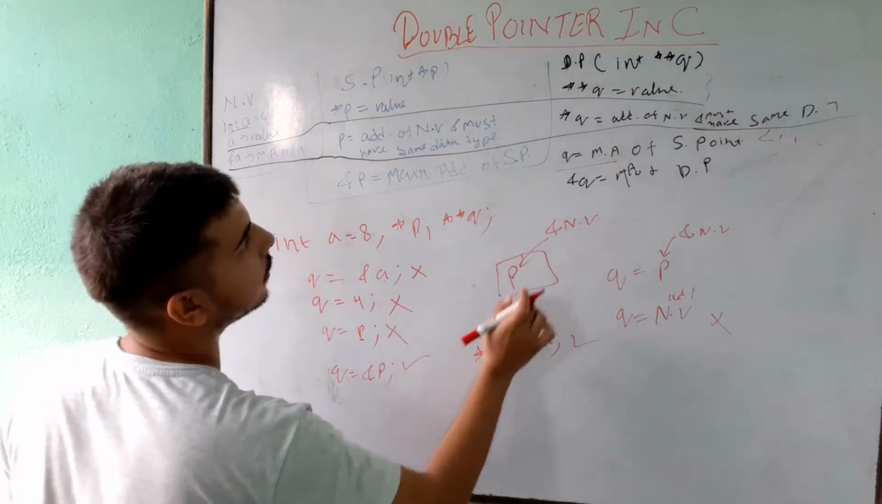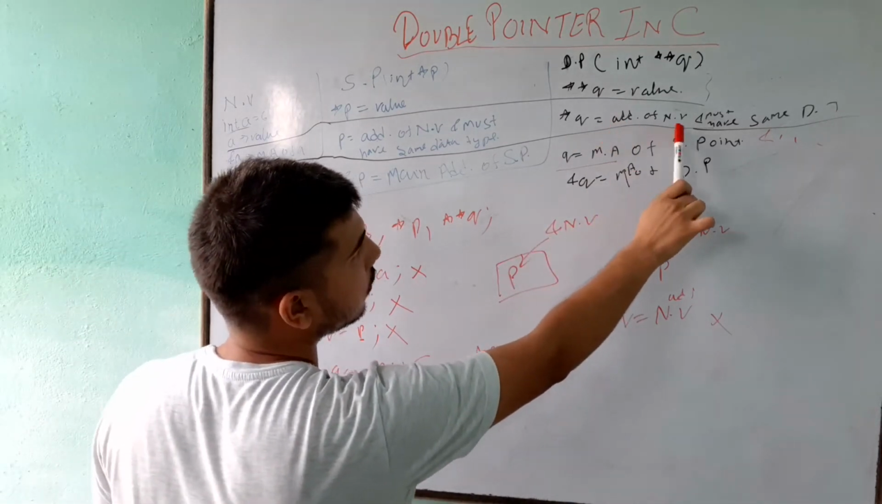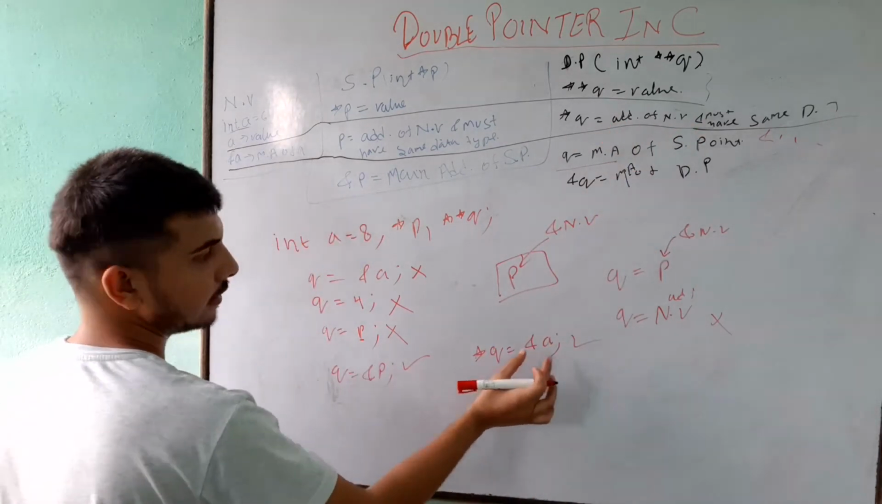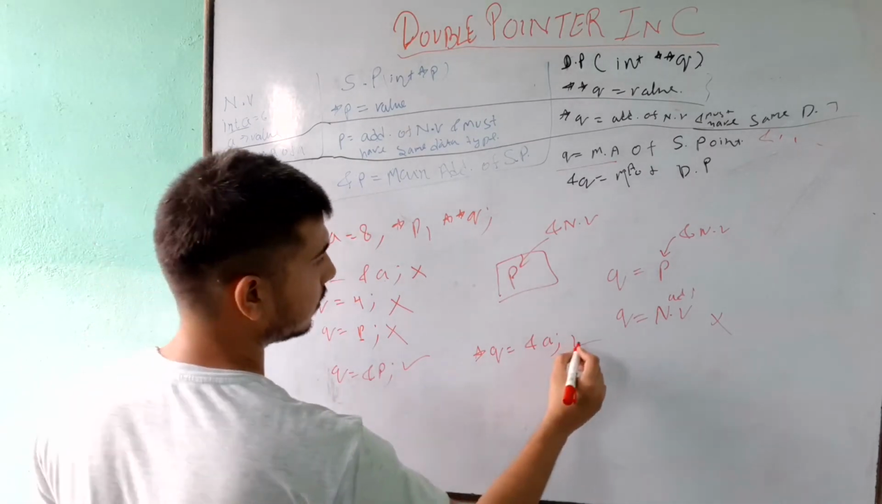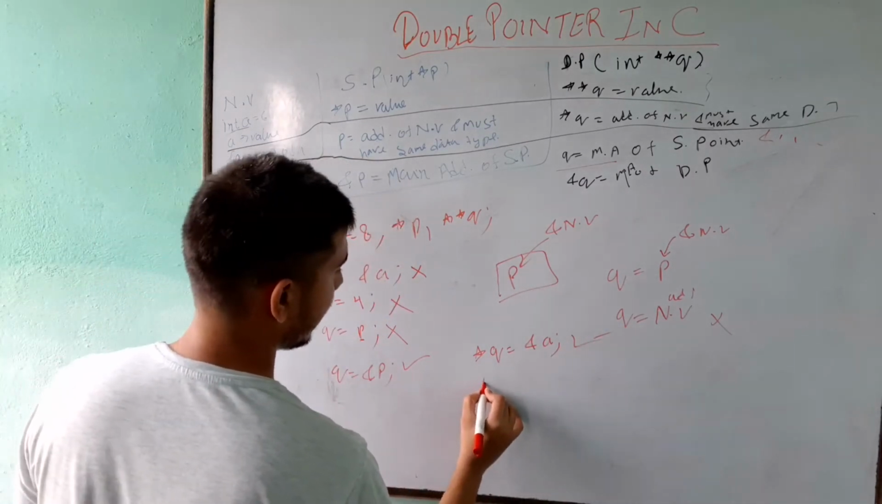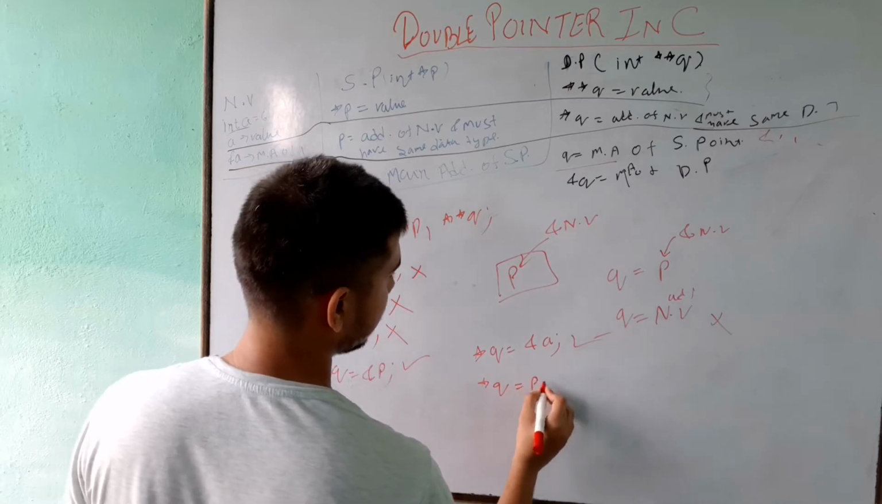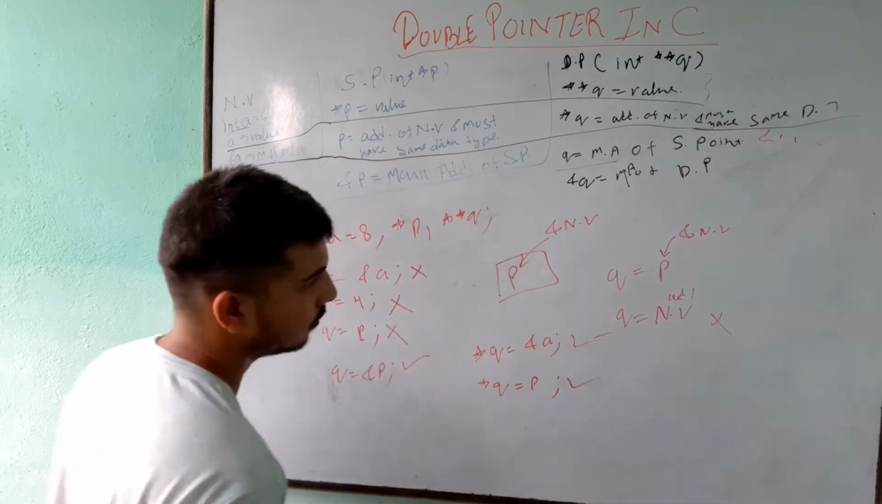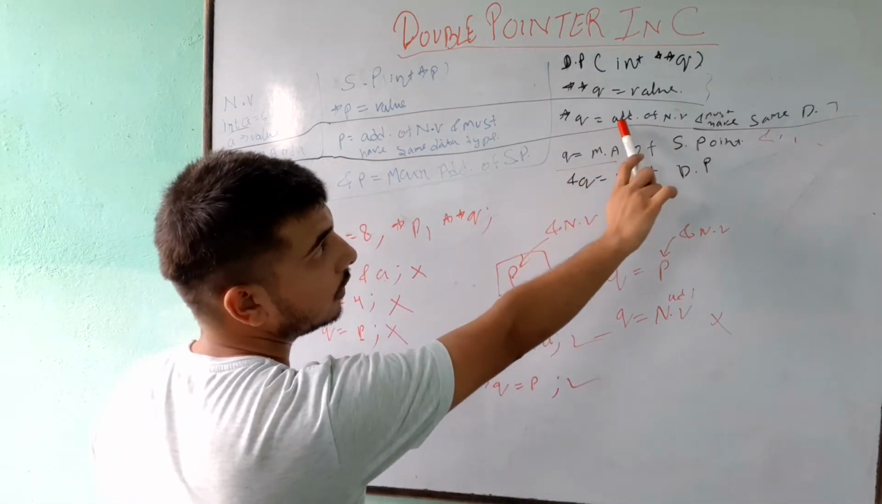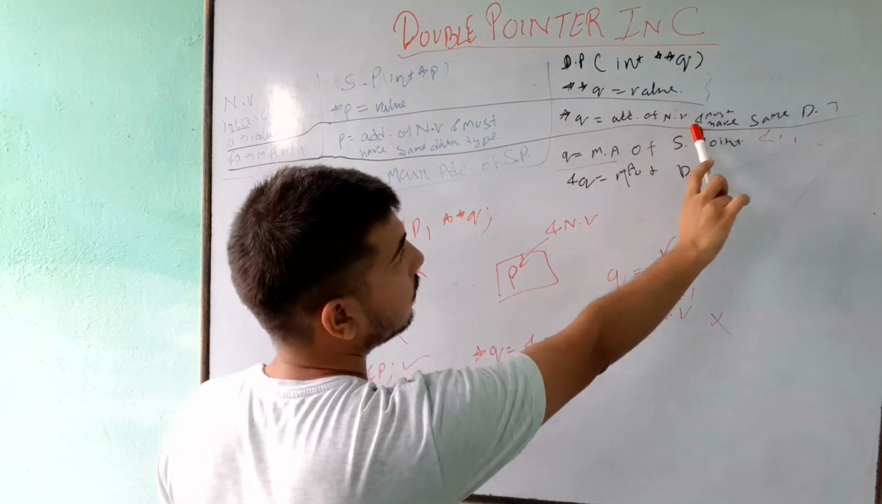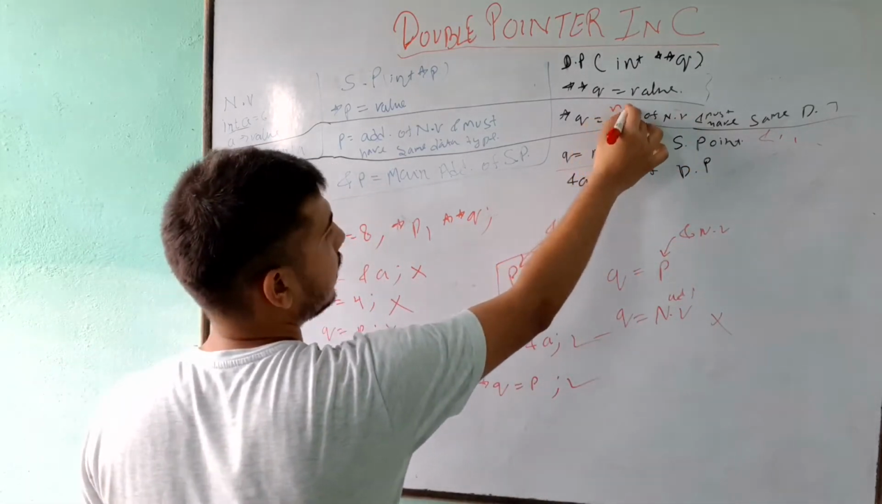Why? Because *Q can hold the address of a normal variable. &A is the address of a normal variable, so this is okay. Now again, *Q is equal to P. Is it okay? Yes, it is okay. Why is it okay? Because *Q can hold the main address of a normal variable.